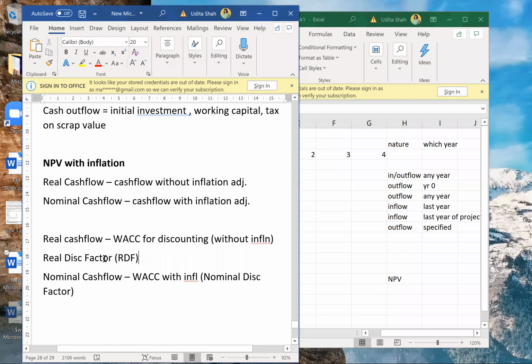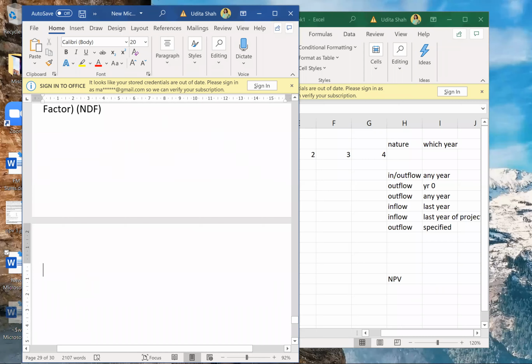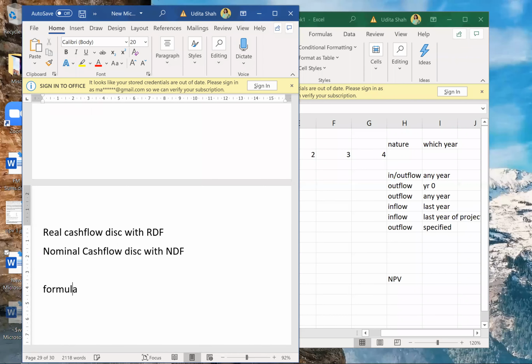So for real cash flow, that is okay. But for nominal cash flow, we'll have to calculate a new discounting factor. That is your nominal discounting factor, we'll call it NDF. So real cash flow is discounted with RDF, and nominal cash flow is discounted with NDF. For that, we need to know the formula for NDF.